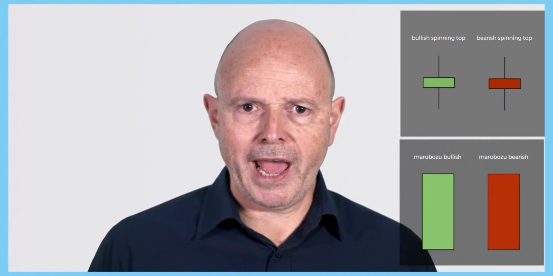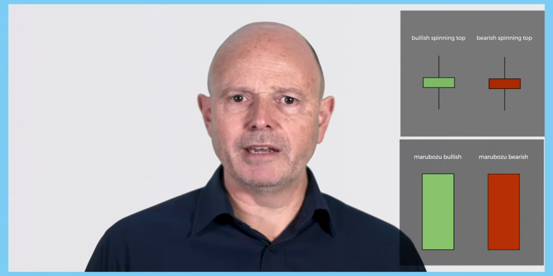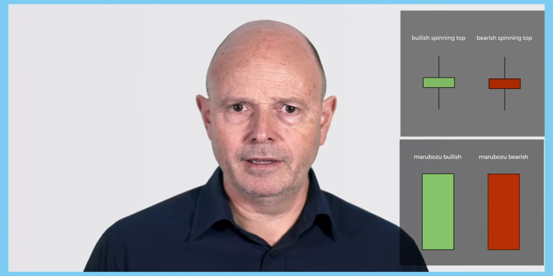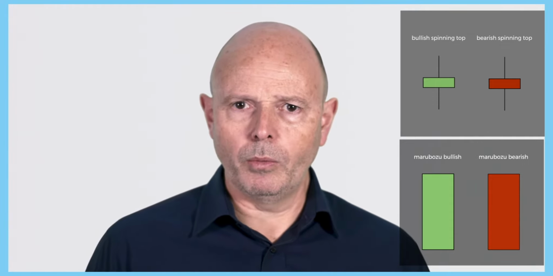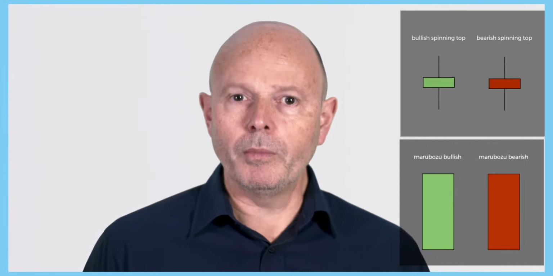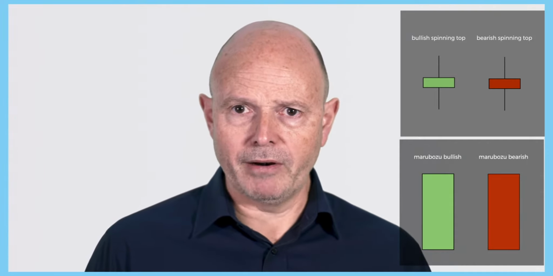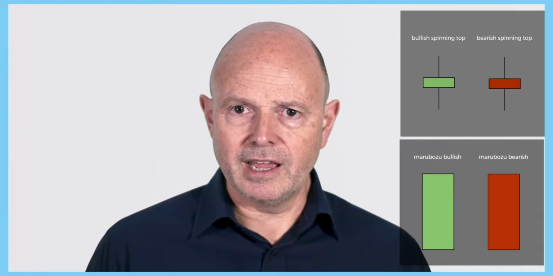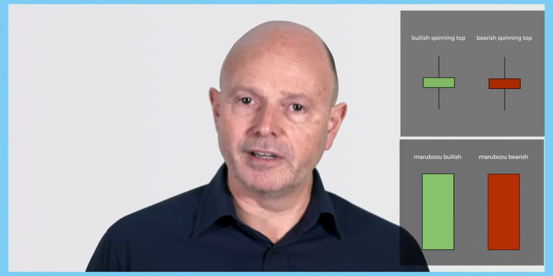A marubozu candlestick pattern can be identified by its large body and no wick. These candles occur when one set of participants is in control of a trend. When there's an uptrend, a bullish marubozu would indicate certainty in the direction of the trend and vice versa.